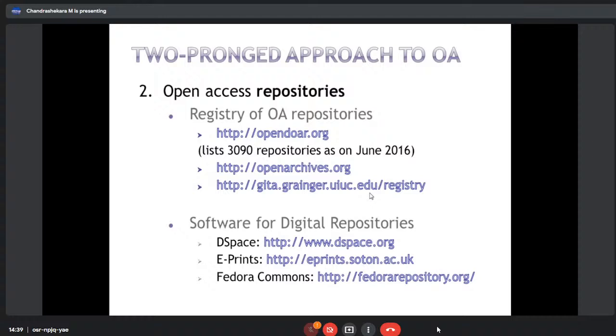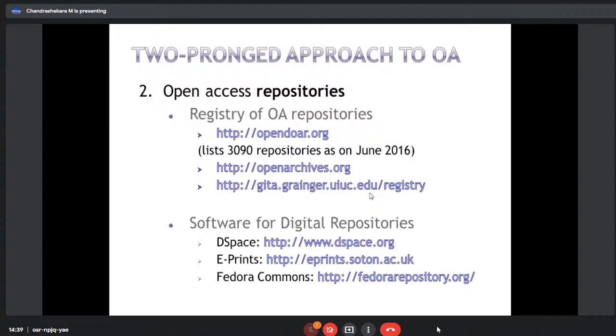Then the second one is Open Access Repositories. A list of Open Access Repositories is also available. You can go and visit opendoar.org, to see how to register, all these things. The list is the whole data that have been registered: 3,090 repositories as of June 2016. And openarchives.org is there. And the registry at gita.grainger.uiuc.edu. All these places you can register, where you have to register your Open Access repository.